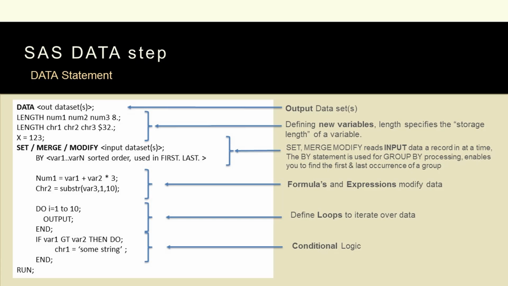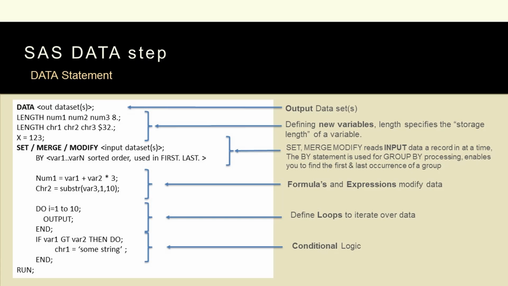Next, you can set, which basically reads a record at a time. Merge will take two or more data sets and merge them together. Modify will allow you to update and delete within a data step. Finally, the by statement is used for group by processing. So if you're familiar with SQL, it's kind of sort of like group by processing in SQL, but a little different. And then you use things like first dot, last dot, and we'll see that in the examples.